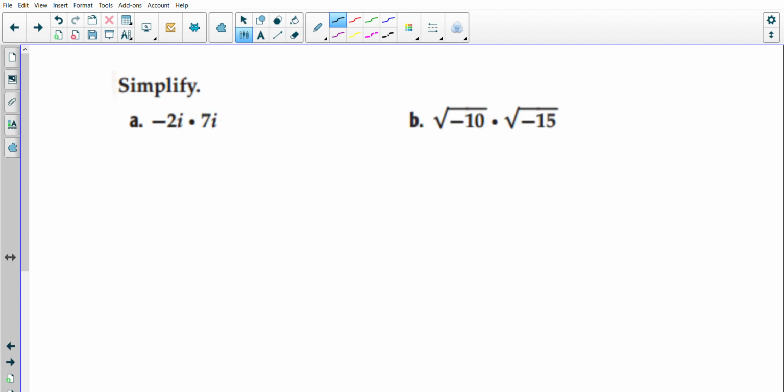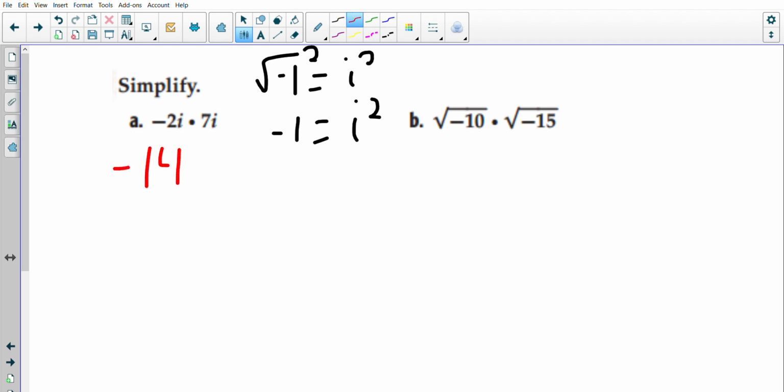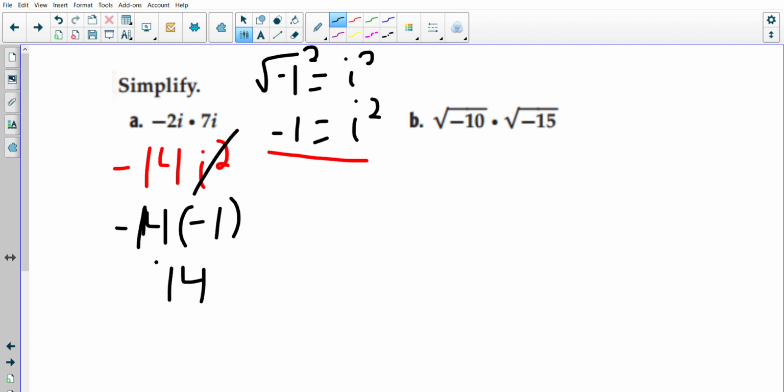So now, let's keep going. Negative 2i times 7i. This just works in reverse. We know the square root of negative 1 is equal to i. If we square both of them, that means negative 1 is equal to i squared. So i can be treated as a variable. I get negative 14, because negative 2 times 7 is negative 14, and then I get i squared. And as I just showed, i squared is just negative 1. So I'm left with negative 14 times negative 1, which gives me 14.